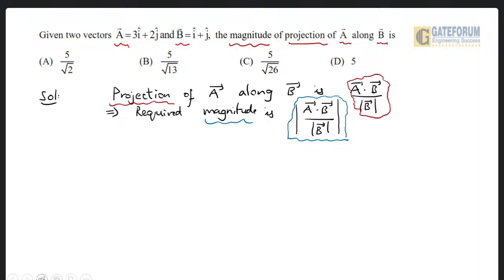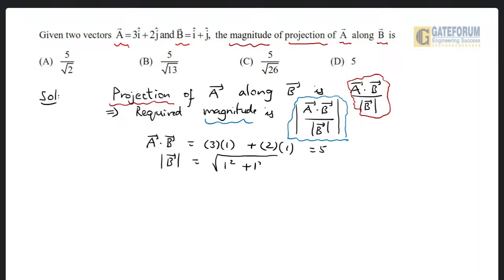Now a bar dot b bar dot product, you know, sum of the products of the corresponding coefficients. So 3 into 1 plus 2 into 1 simplifies to 5. Length of the vector b, magnitude or length, square root of sum of the squares of the coefficients. 1 square plus 1 square is equal to root 2.